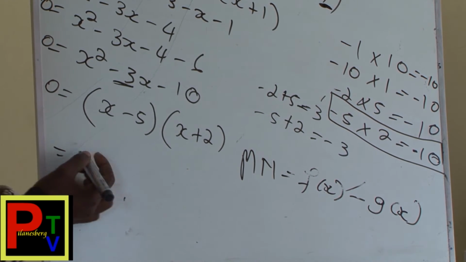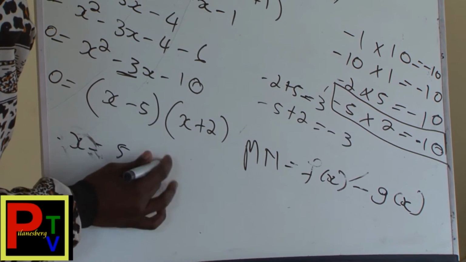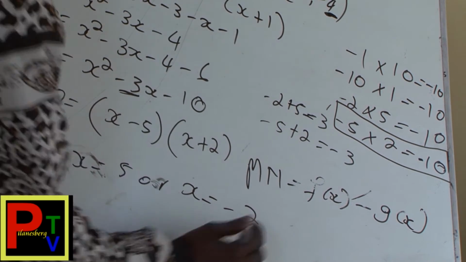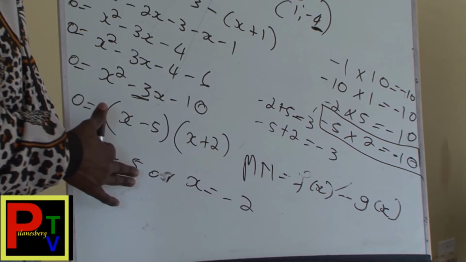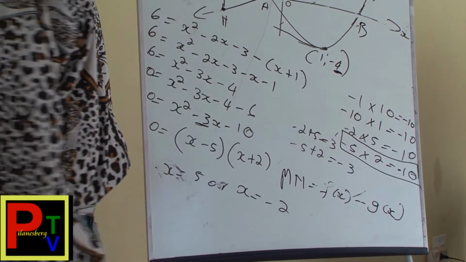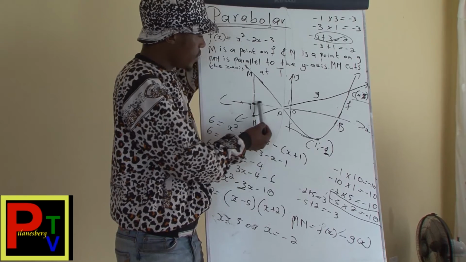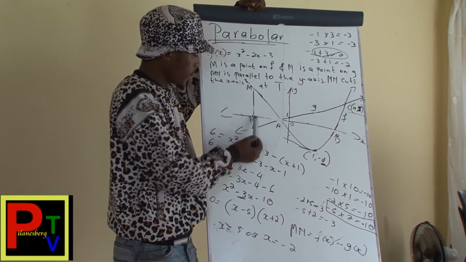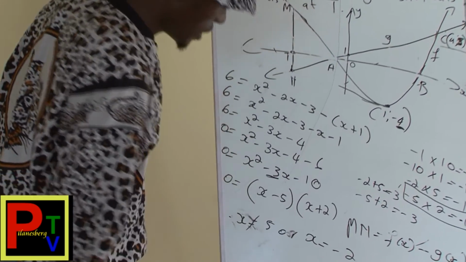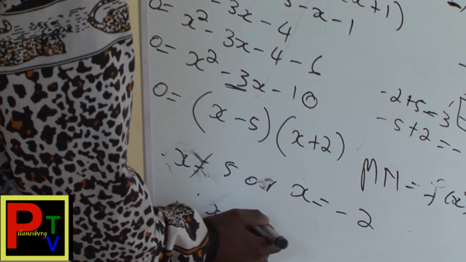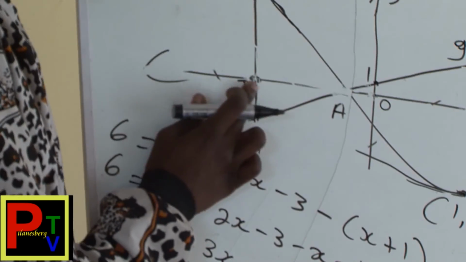Therefore, x is equal to 5 or x is equal to negative 2. But then you still have to decide. We have two x values here, one positive and one negative. So we look at which quadrant the x value lies in. This is the x value here, and on this side the x values are negative. Therefore, positive 5 is not the solution. x is equal to negative 2.